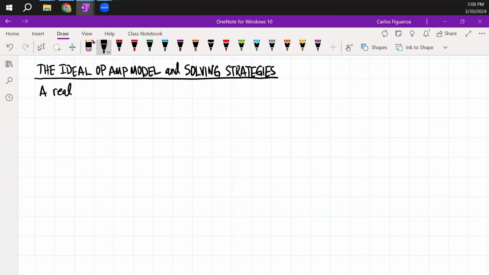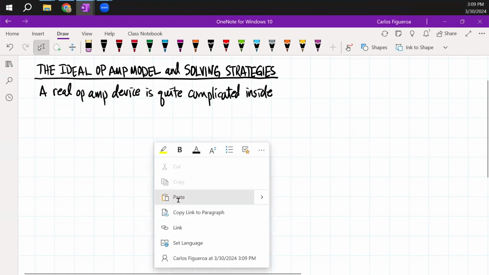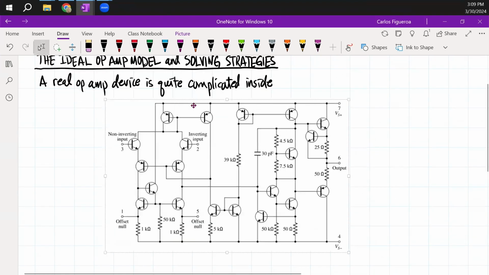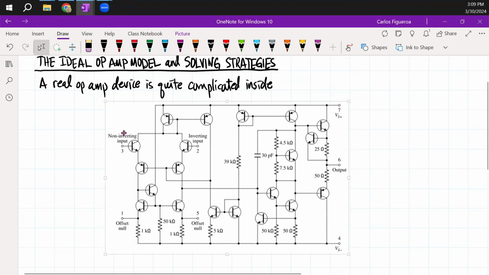A real op-amp device is quite complicated inside, and to deal with it is well beyond the scope of this course. Let me just show you what the device looks like. This is the op-amp, and you can see how it has a non-inverting input, it has the output, it has all of these other things that we're seeing here.